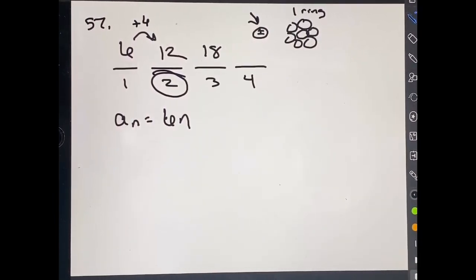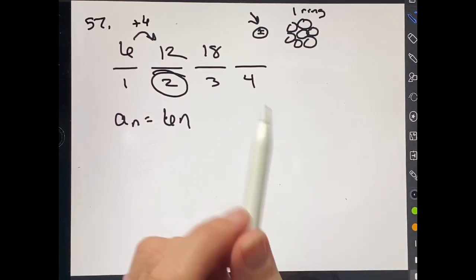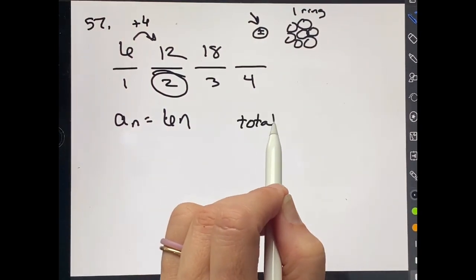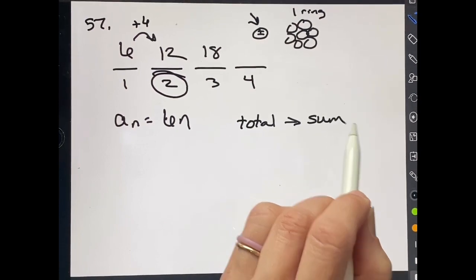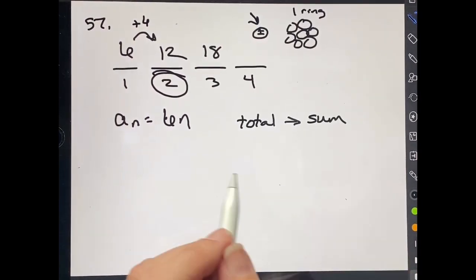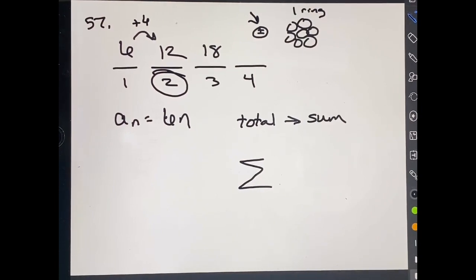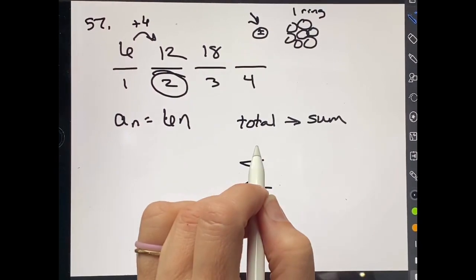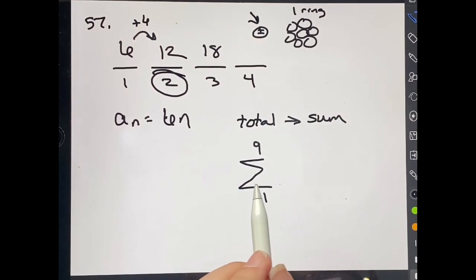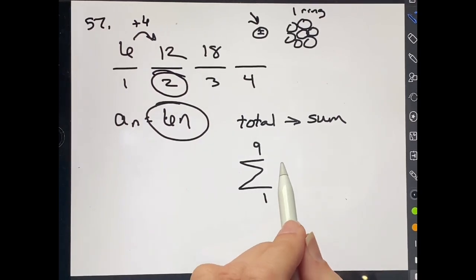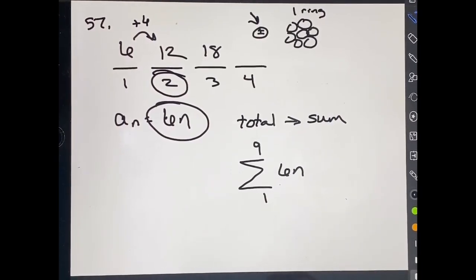And then it says, what is the total number of cells? When they say total, that means a sum. We are adding them all together. So automatically, we have some sort of summation. Total number of cells after the 9th ring. So we're starting at 1 ring, and we're going to 9 rings. And we know it goes according to the expression 6n, and they want us to add up all of the hexagonal cells that we have.